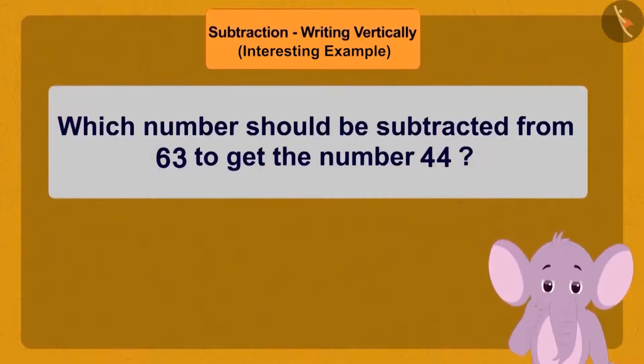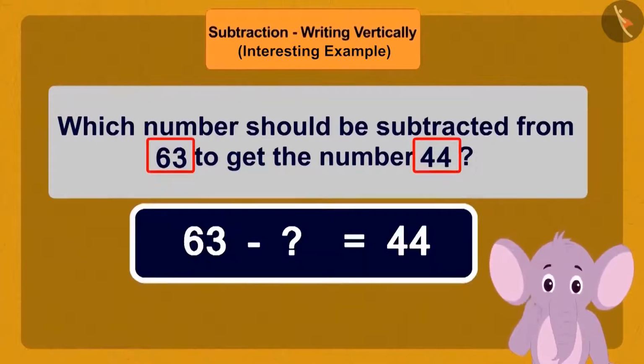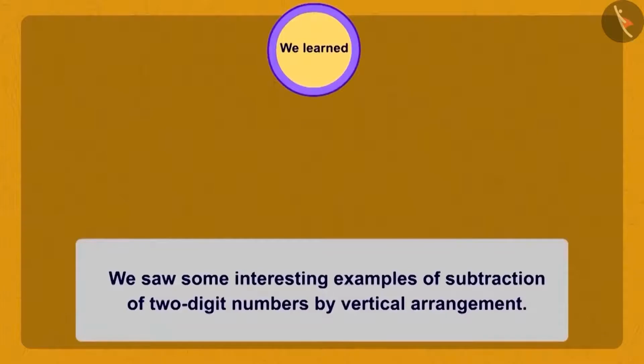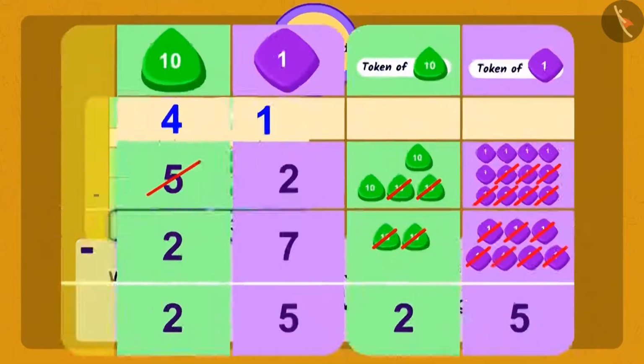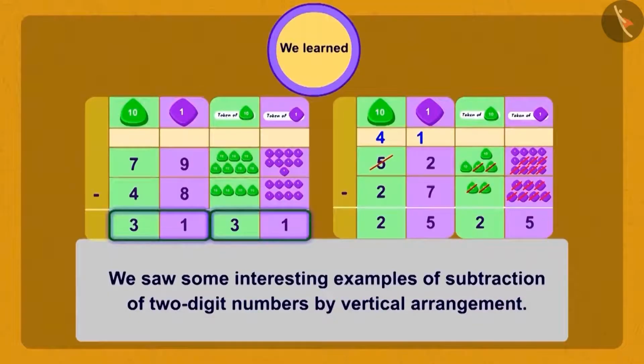Children, you also try to find out the answer to this puzzle and see if Tufan's answer was correct or not. Children, in this lesson, we saw some interesting examples of subtraction of two-digit numbers by arranging them vertically.